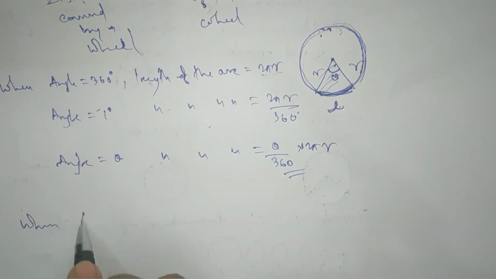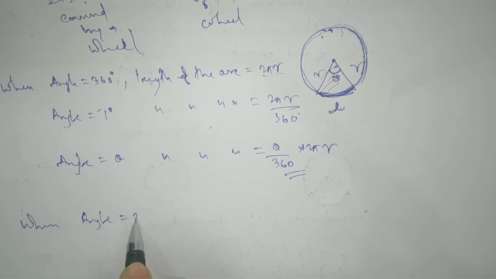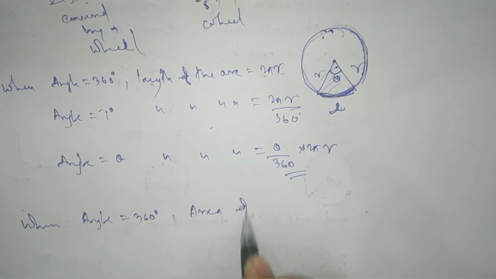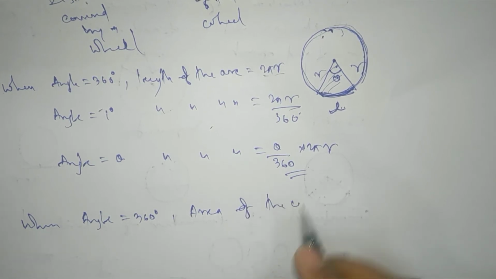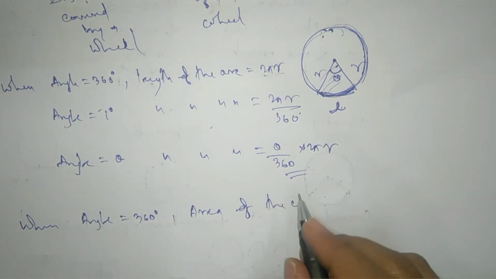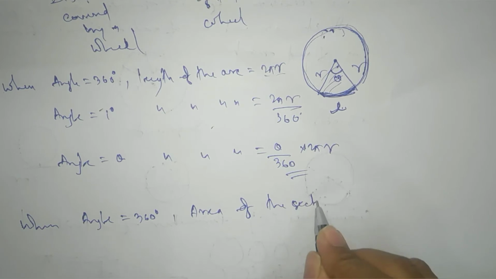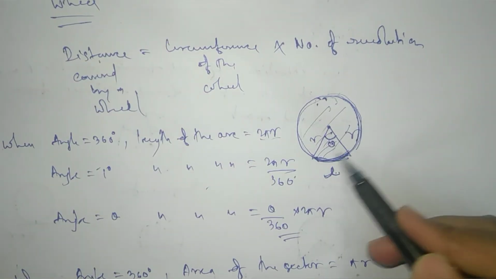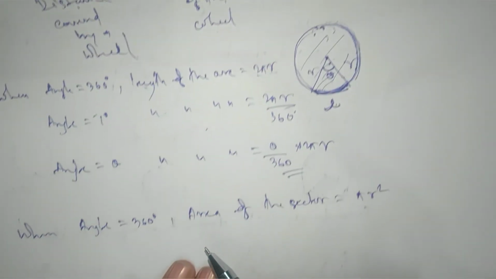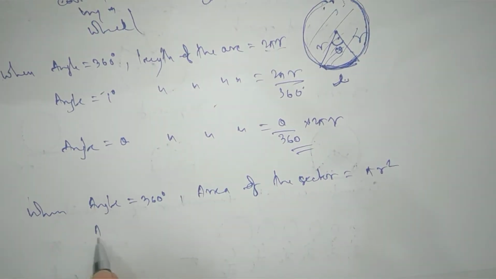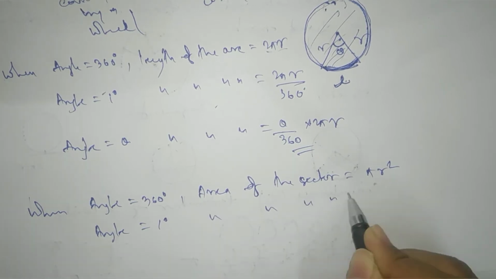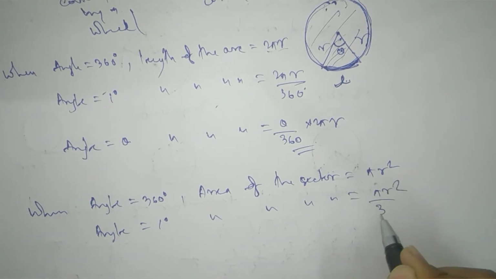When angle equals 360 degrees, then what? Area of circle equals what? Area of sector equals what? Pi r squared. Why? Because the whole thing becomes the area of the circle. So when angle equals 1 degree, then what? Area of sector equals pi r squared by 360 degrees, unitary method.